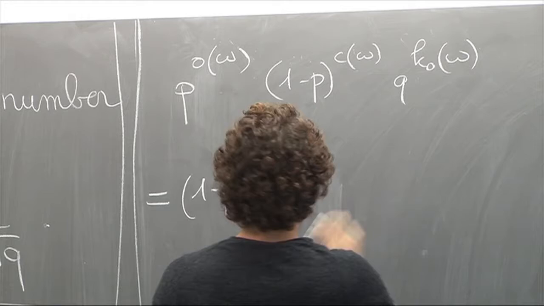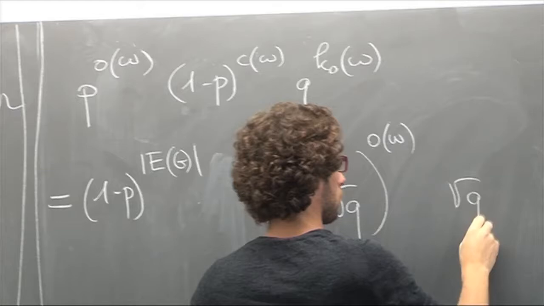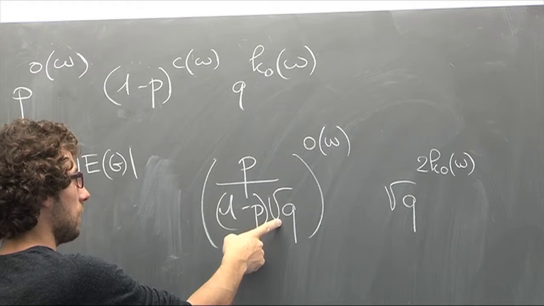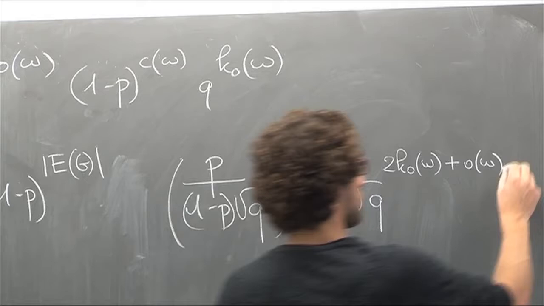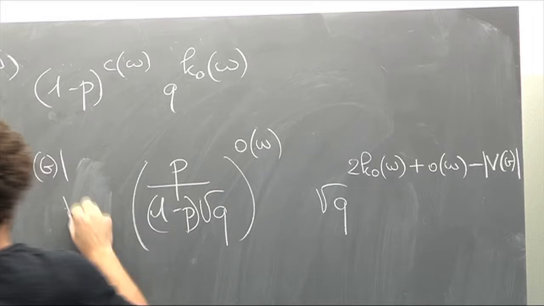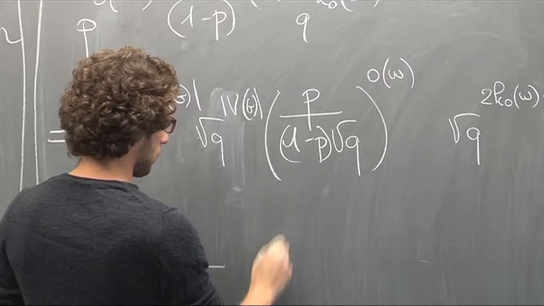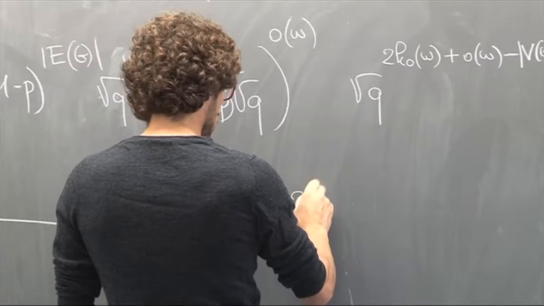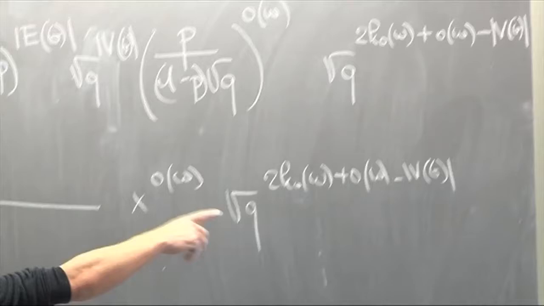So we are going to p over 1 minus p square root q to the number of open edges. And here we get square root q to twice the number of clusters. And because I divided by square root q to the number of open edges, I need to add plus number of open edges here. And what I'm going to do, I'm going to say minus the number of vertices in G, and I'm going to multiply by square root q to the number of vertices in G. Okay, so when I did that, I have a certain constant here. Then I have x to the number of open edges, and I have square root q to this thing. What is the only thing I need to prove? I need to prove that this thing is just the number of loops in omega bar.